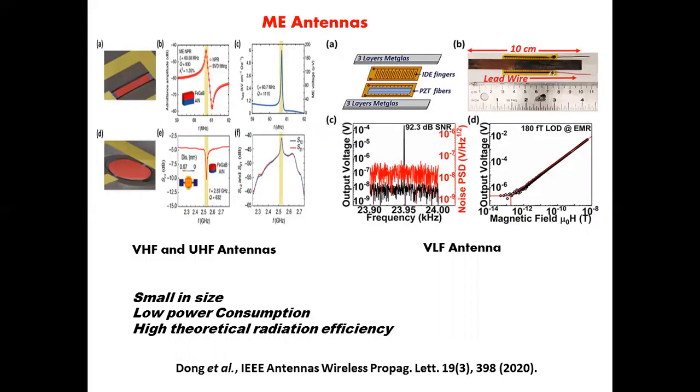ME antennas. We have heard about antennas. Antennas are used to radiate the power into the space. So different kinds of antennas are there: VHF antennas, very high frequency antennas, UHF antennas, ultra high frequency antennas, and VLF antennas, very low frequency antennas. So different kinds of antennas we have studied.